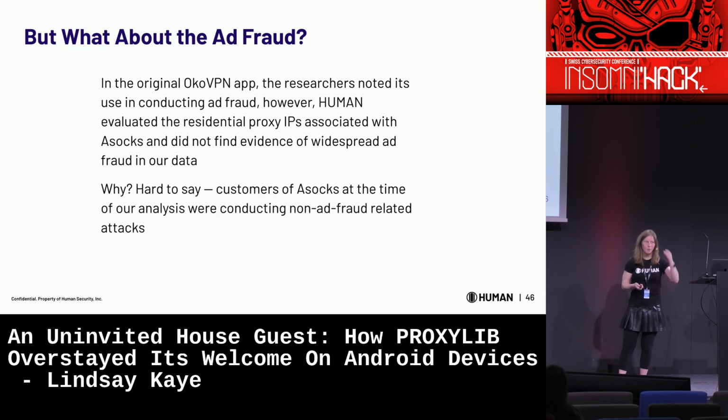So you may be asking yourself, okay, but where does the ad fraud that we talked about in the beginning come in here? As I mentioned, the researchers who took apart the original OKO VPN app and initially surfaced the lead noted that it was used in conducting ad fraud. When we evaluated the residential proxy IPs, we didn't find evidence of widespread ad fraud in our data. It's really hard to say why exactly this is. Obviously, the use of ASOCs is largely dependent on the customers of ASOCs and what they're doing at that time. When we looked at the data, we didn't see any ad fraud. We saw those other types of attacks mostly.